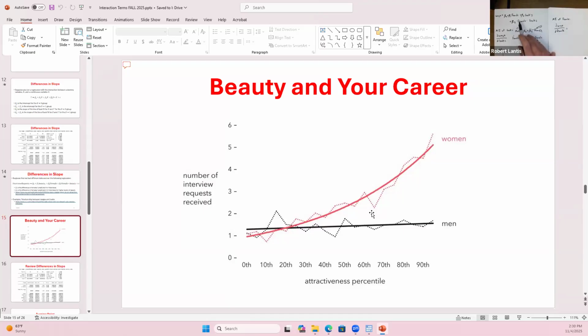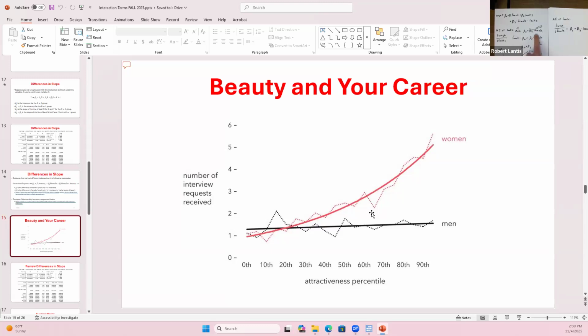Well, if I take a derivative of this with respect to female, I now have beta 1 plus beta 3 times this looks variable. So just like before, the marginal effect of looks depended on what it was interacted with.